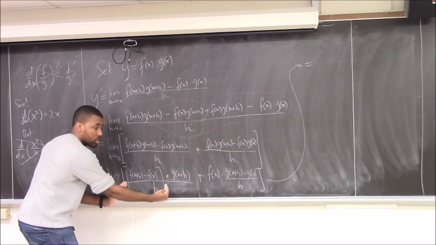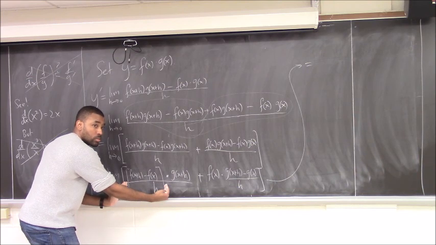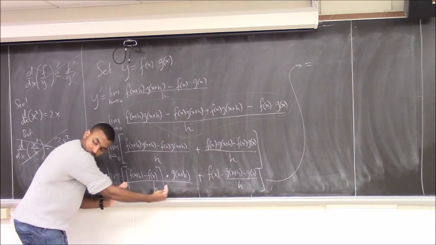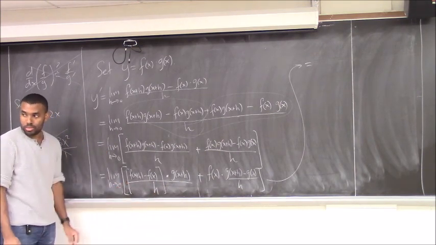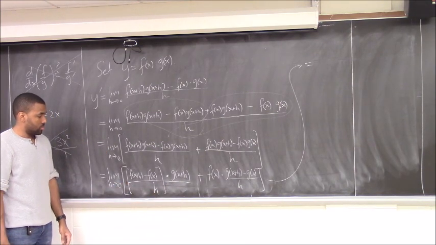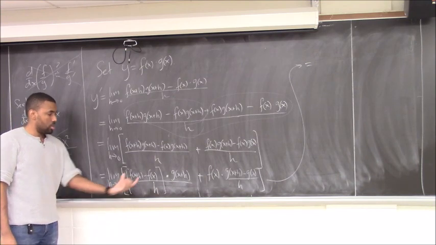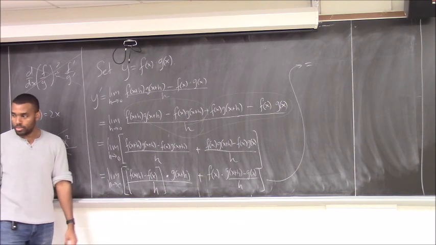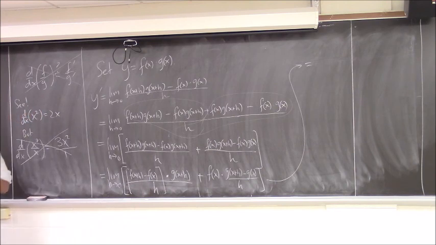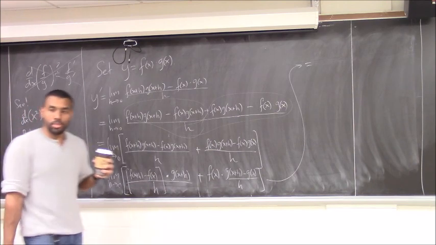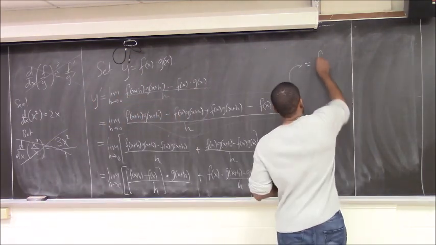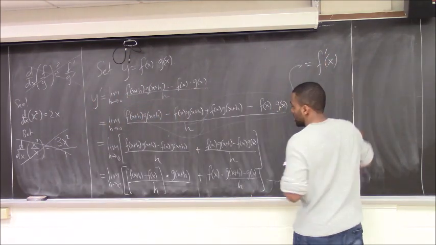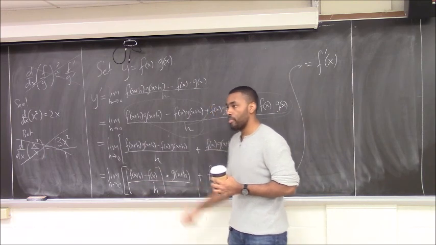What's the limit as h approaches 0 of f of x plus h minus f of x over h? Limit as h approaches 0 of f of x plus h minus f of x over h. What's that? It's the derivative of f. That's the definition of the derivative. So that part just becomes f prime.